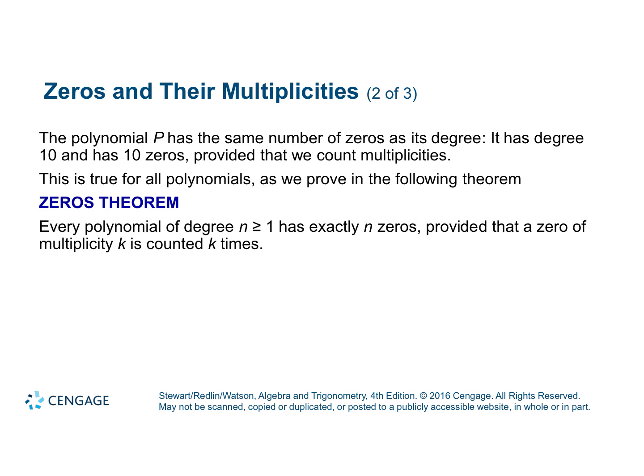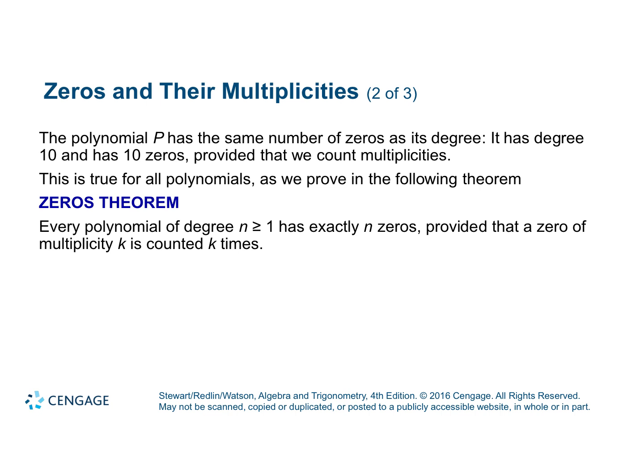Now, zeros and their multiplicities. The polynomial p has the same number of zeros as its degree. It has degree 10 and has 10 zeros, provided that we count multiplicities. This is true for all polynomials, as we proved in the following theorem. Zeros theorem: every polynomial of degree n greater than or equal to 1 has exactly n zeros, provided that a zero of multiplicity k is counted k times.